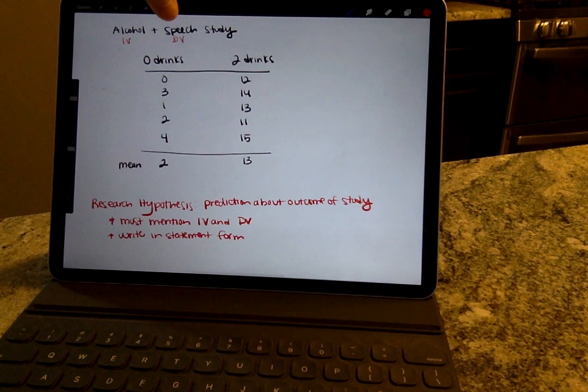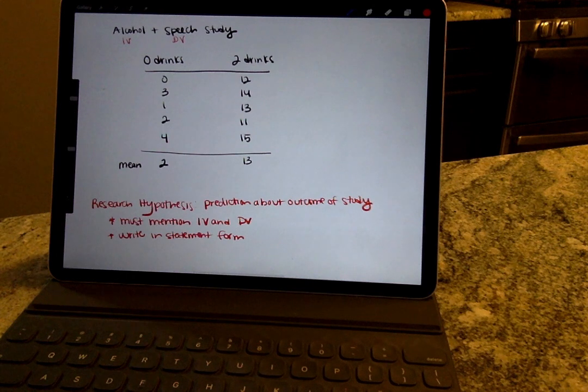With speech, sometimes I referred to it as speech. Sometimes I referred to it as mistakes. As long as we mention those terms, as long as we mention something about the independent and dependent, we're in good shape. All right, so any of those predictions work. Hopefully you were able to come up with a prediction that worked as well.